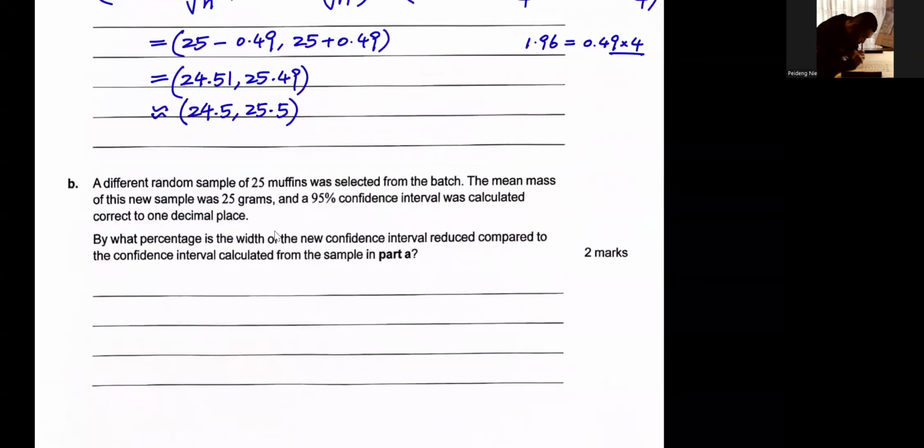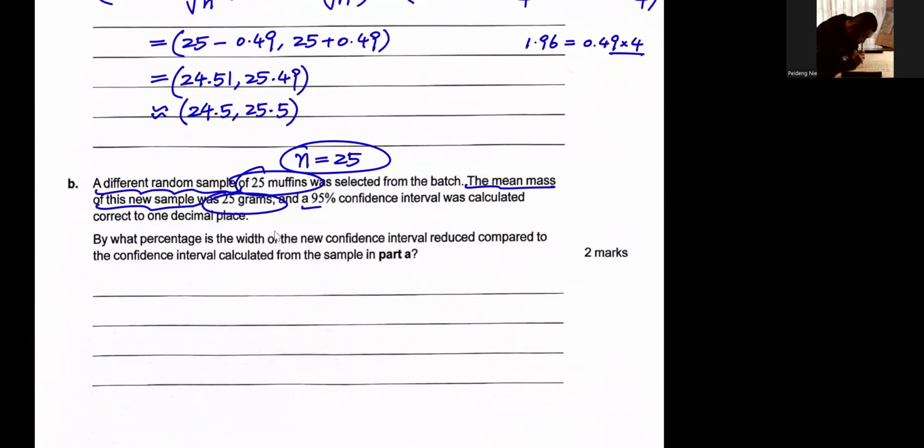Okay, a different random sample of 25 muffins this time, n equals 25. So you have to really carefully read the questions. It was selected from the batch. The mean mass of this new sample was 25 grams, and a 95% confidence interval was calculated correct to 1 decimal place. By what percentage is the width of the new confidence interval reduced compared to the confidence interval calculated from the sample in part A?